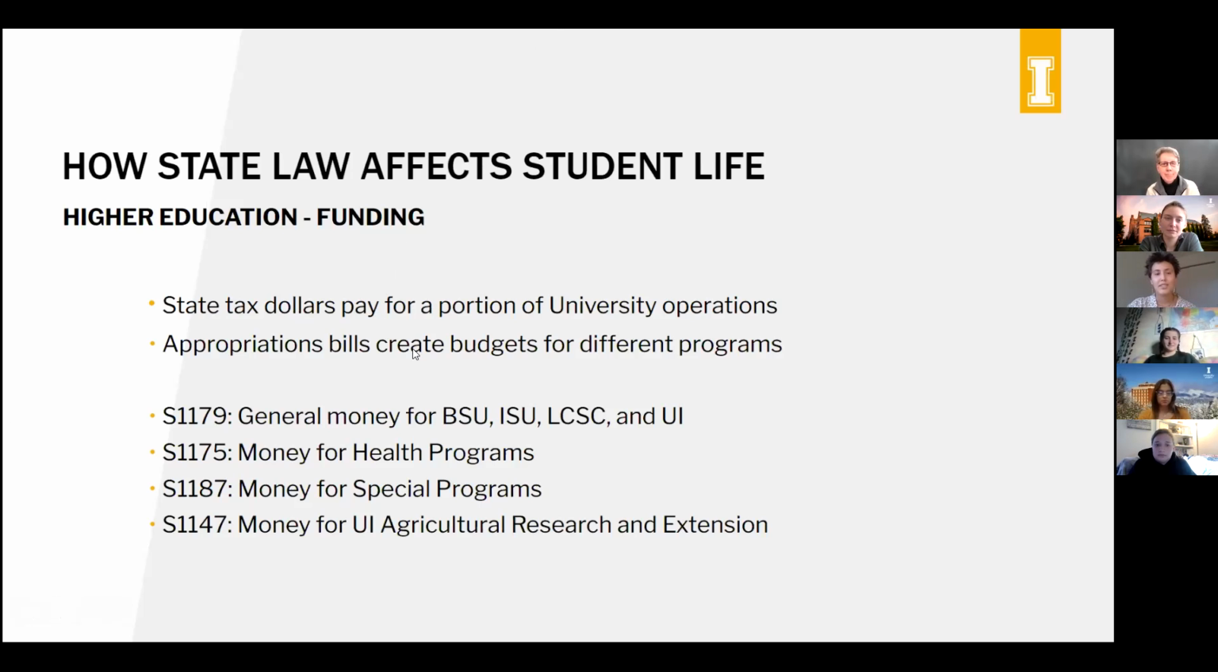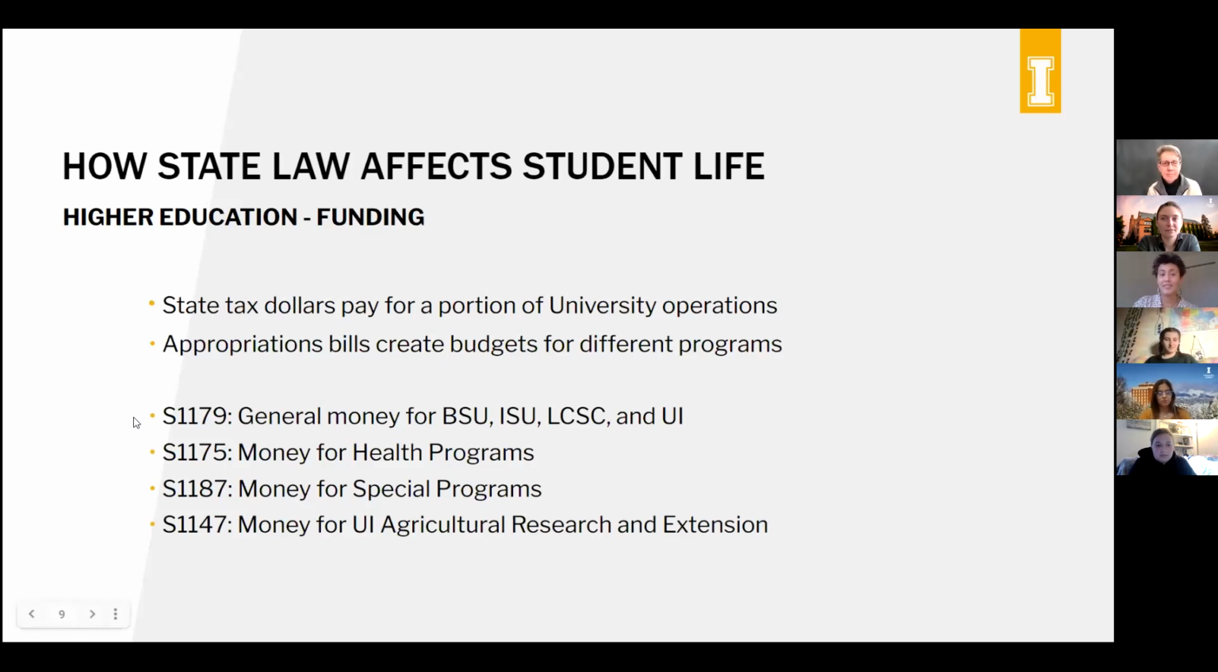Appropriations bills essentially create budgets for all the different programs in the state. There's not just education, there's also things like agricultural research and public health and a lot of different things that affect the public that need funding. They are funded by state tax dollars and they have to have a budget presented and then passed through both chambers of the legislature and signed by the governor to actually take place and have those tax dollars spent. So here are a few of the funding bills that affect us, especially at the University of Idaho.